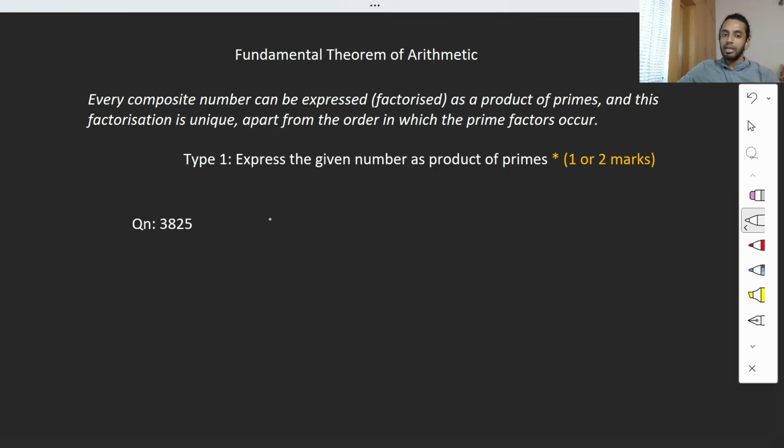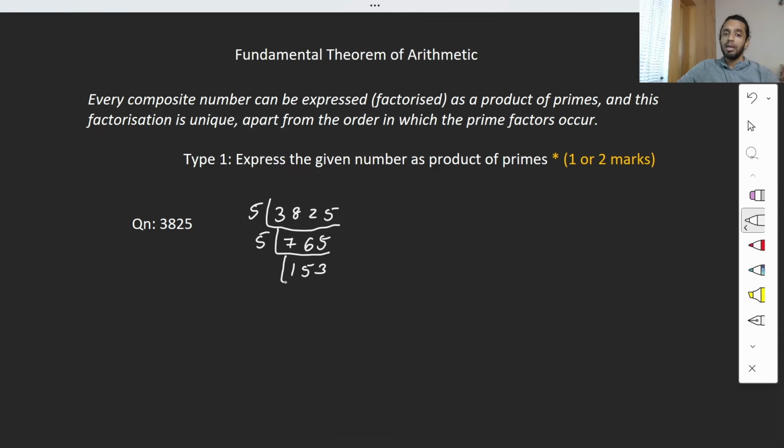When it comes to 3825, we are going to factorize 3825. Since the number ends with 5, we know it is divisible by 5. 5 7s are 35, there is 3 left; 5 6s are 30, there is 2 left, 5 5s, and again it is divisible by 5. So 5 1s are 5, 5 5s are 25, and then 1 5.